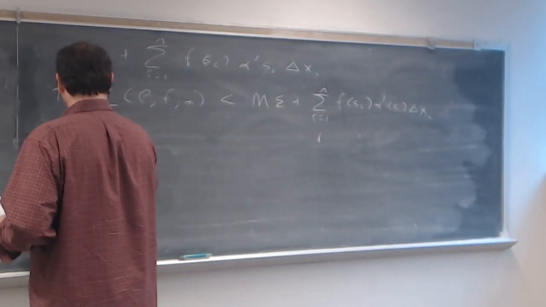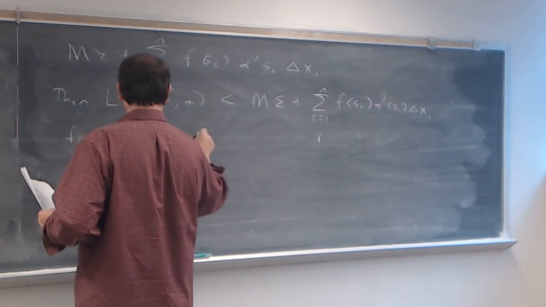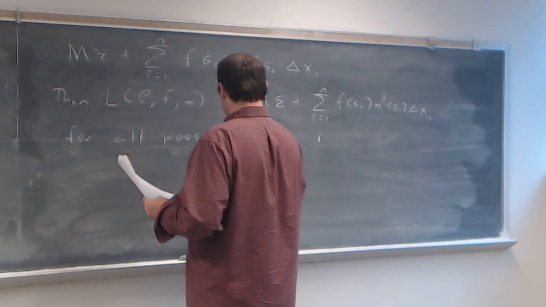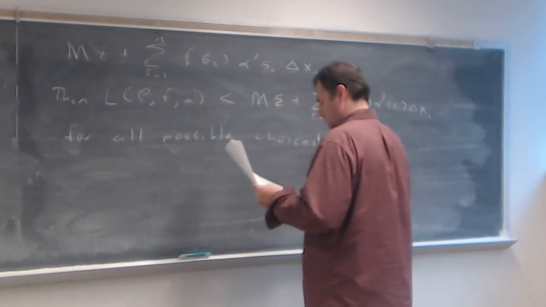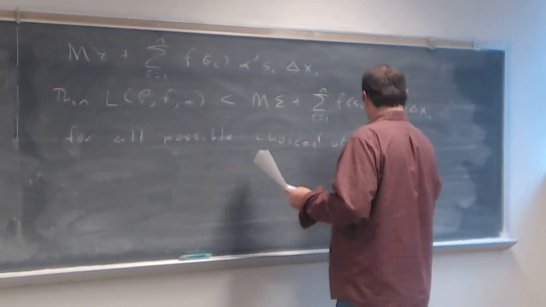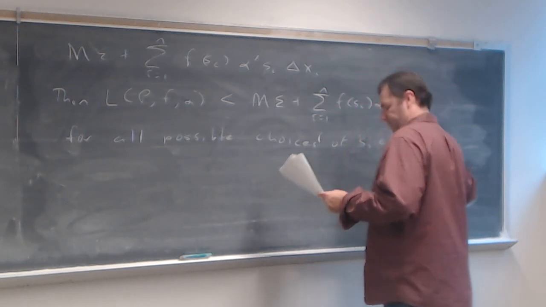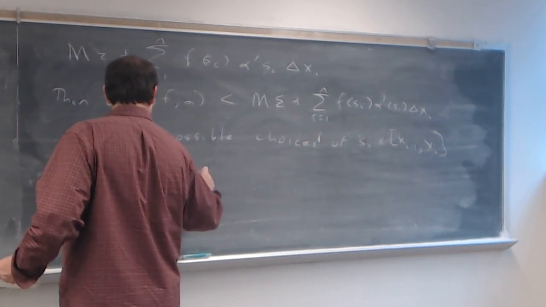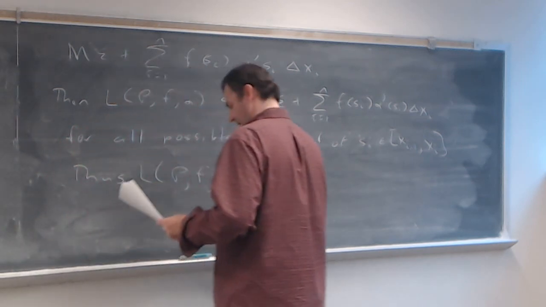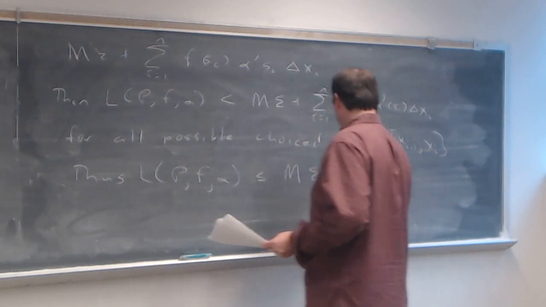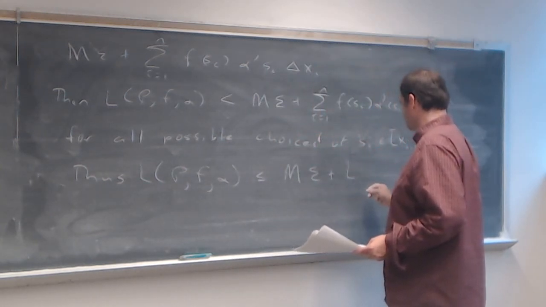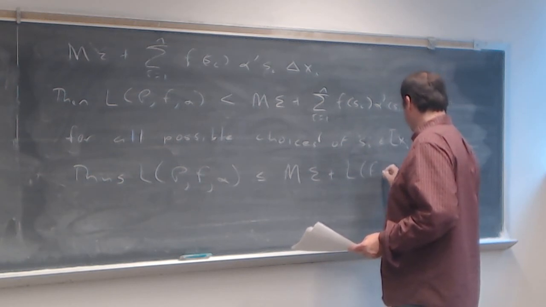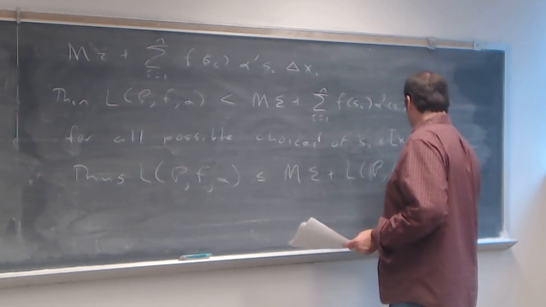And that's true for all possible choices of s sub i, elements of x sub i minus 1 up to x sub i. Thus, what we get is that the lower Riemann-Stieltjes sum is going to be less than or equal to m times epsilon plus, this is the lower Riemann sum with this partition, f alpha prime.